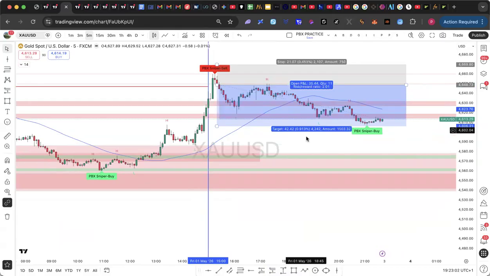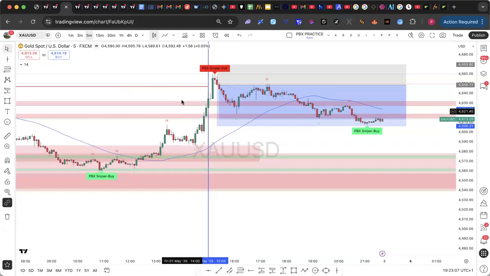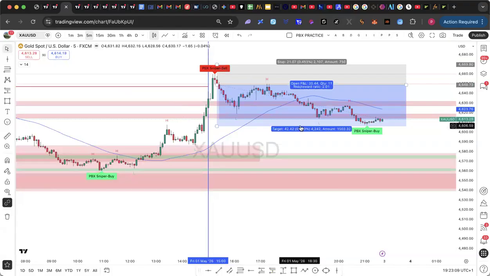This is how you use our scanner. It's simple, no struggle, no stress. It's straightforward, straight to the point. Follow the rule and you are in good money.